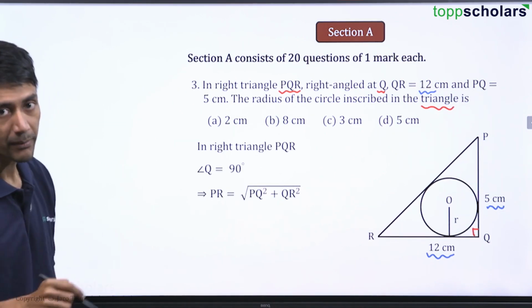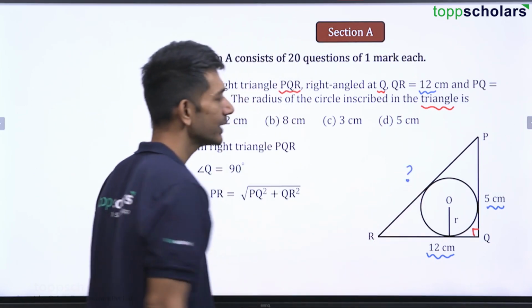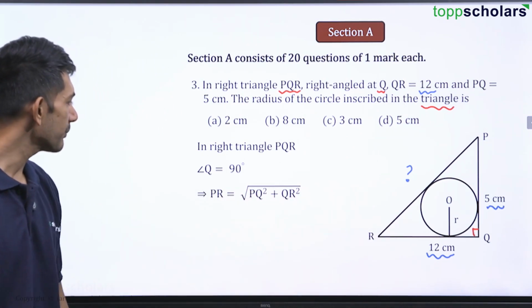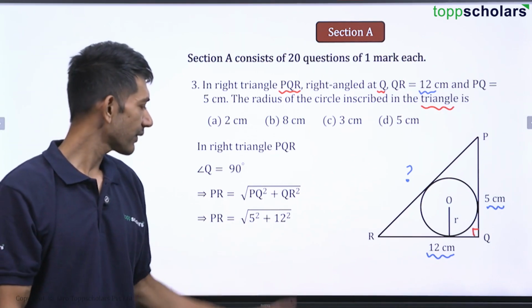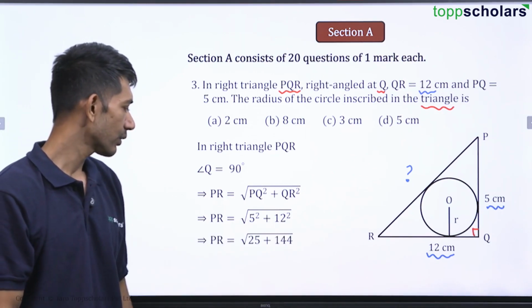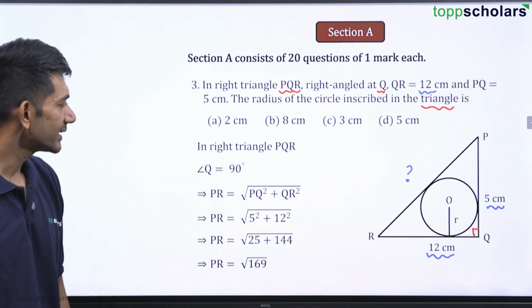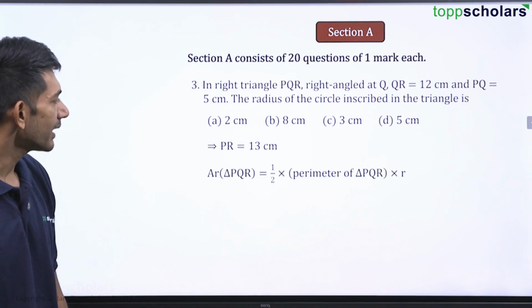degrees, and definitely by Pythagoras theorem can we find out the value of PR. Can we do that? Yes, we can do that. Here is 5, here is 12. Apply Pythagoras theorem. You get PR is equal to under root of 5 square plus 12 square. 5 square is 25, 12 square is 144. So 25 plus 144 is 169. Under root of 169 is nothing but 13. Right? Okay, now we have the value of PR as 13.